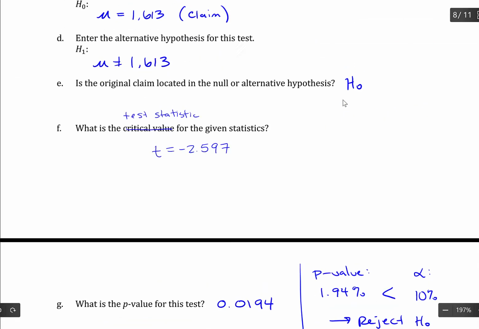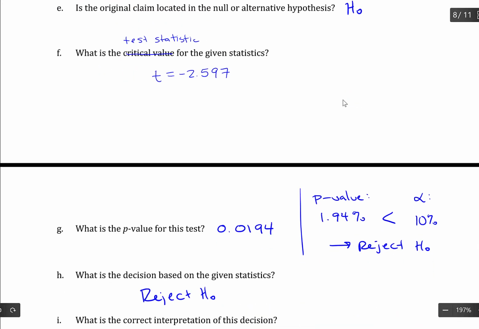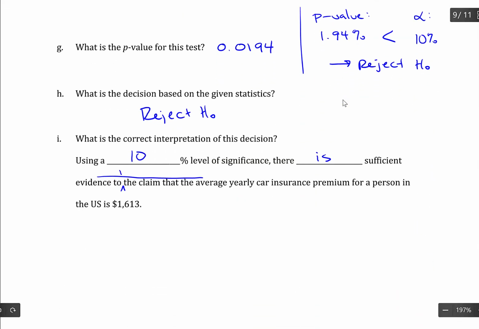And to come up with that, let's scroll back up and see where the original claim lies. So the original claim is in the null hypothesis. And in that situation, we're trying to reject the claim. So we are trying to reject. And in this case, at the 10% level of significance, there is sufficient evidence to reject the claim that the average yearly car insurance premium for a person in the US is $1,613.